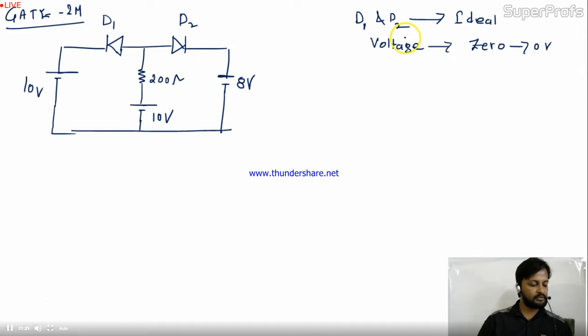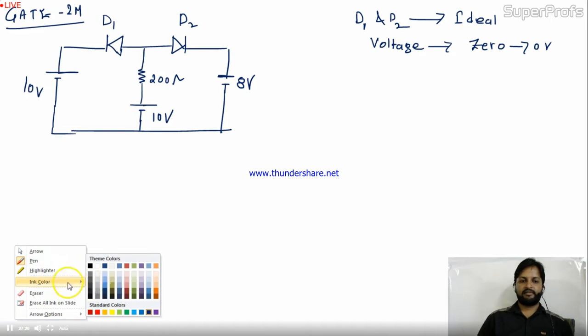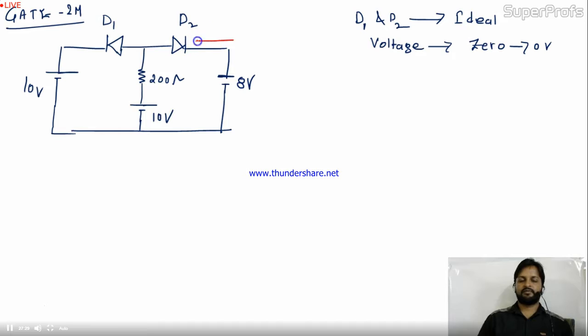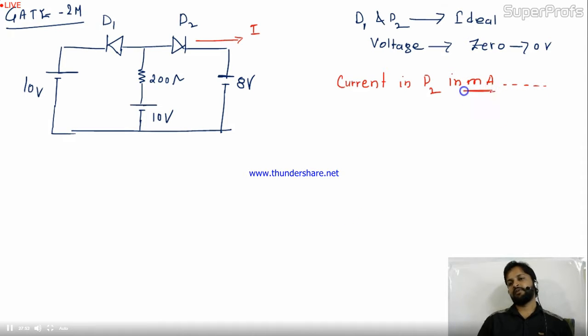The question is the current through the diode D2. They're asking to find out the current in D2. I am assuming this direction, as it is not given. Please read it carefully: current in D2 in milliampere. You have to come up with the answer and give it in milliampere. Okay, so let's check it.